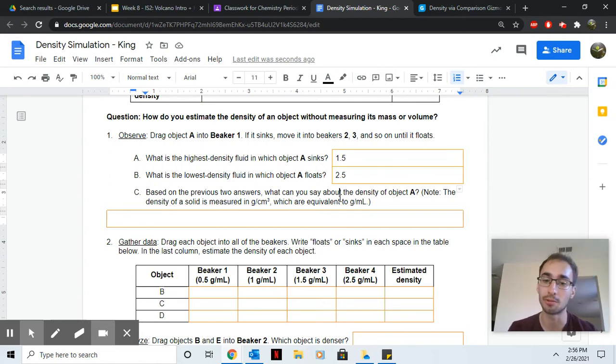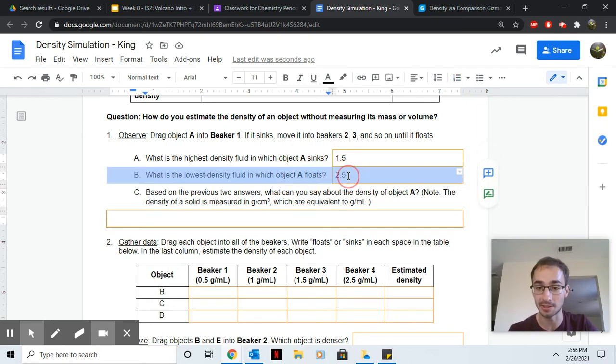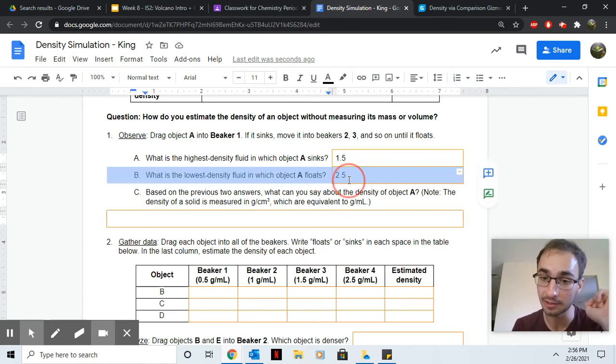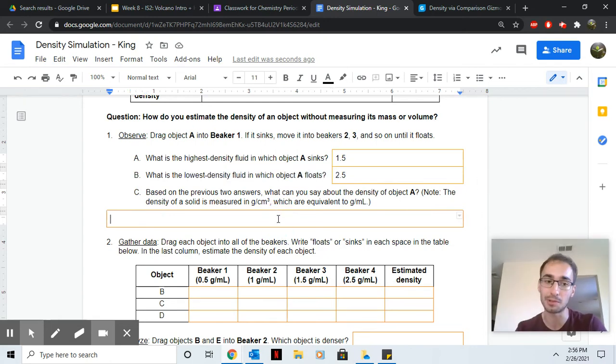Okay, so remember, if something sinks, that means it has a higher density. If it floats, it has a lower density. So I know that object A sunk in 1.5, so my number should be more than 1.5, and I know it floats in 2.5, so my number for A should be less than 2.5. So I'll just pick a number right in between. I'm going to say the density is 2 grams per milliliter for A. Yep. That's how you do it.